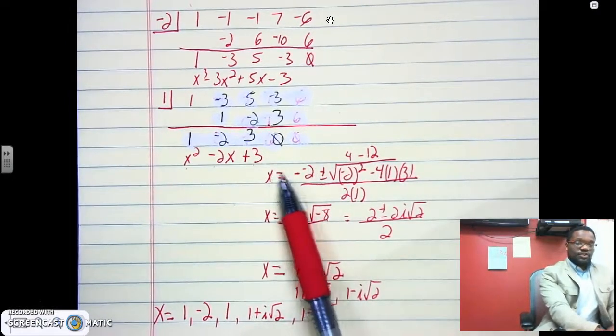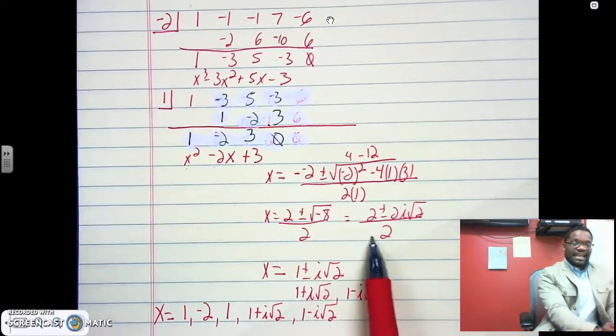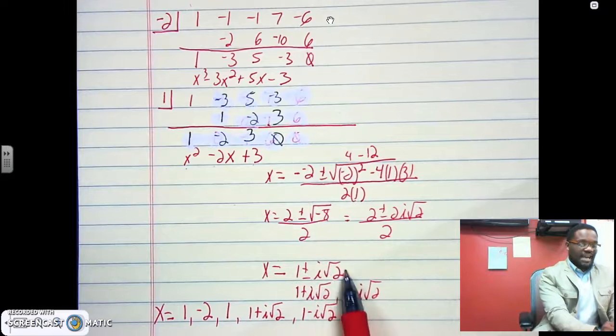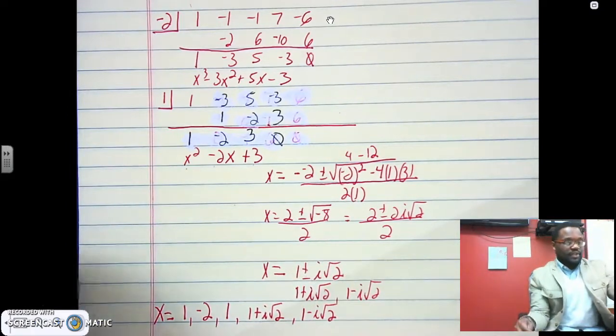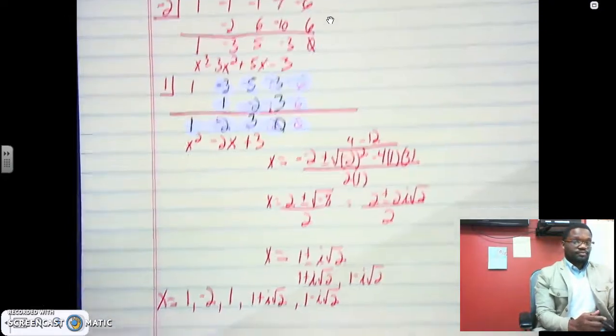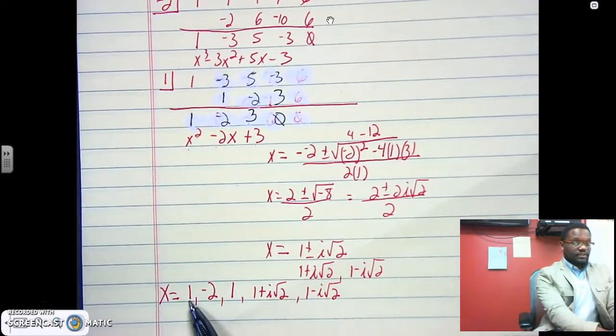I went through this whole problem, and I found out that x equaled 1 plus i square root of 2 and 1 minus i square root of 2. Alright? And so my solutions were 1, -2, 1 again, and those two.